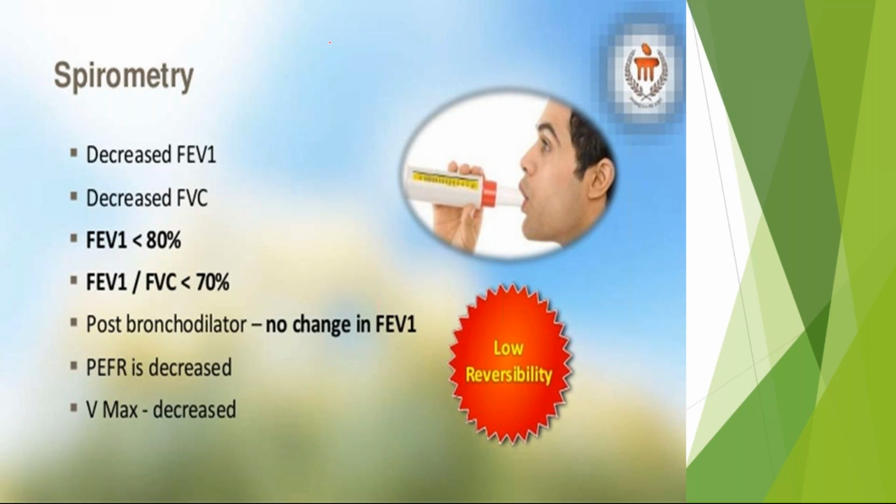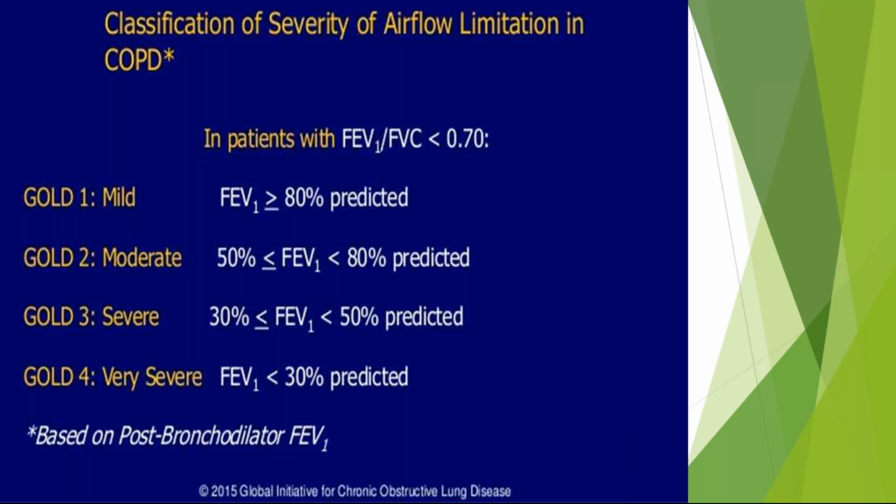Now, spirometry findings include decreased FEV1 and decreased FVC, and FEV1 will be less than 80%, and the FEV1 by FVC ratio will be less than 70%. In patients with COPD, on post bronchodilator, there will be no change in FEV1, whereas in asthma, there will be reversibility. This is one of the main differences between asthma and COPD, where in COPD there will be low reversibility. And peak expiratory flow rate will be decreased and Vmax will be decreased.